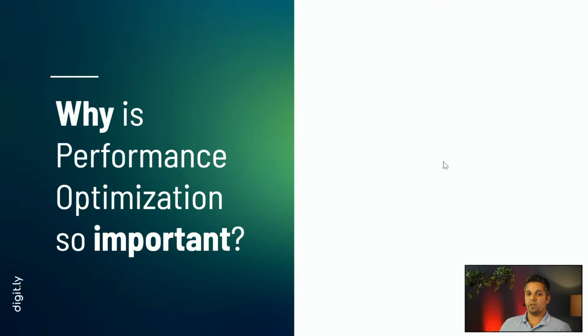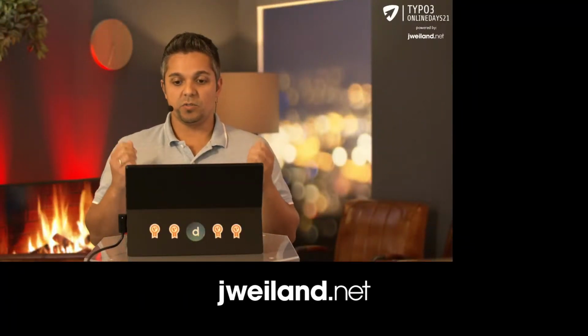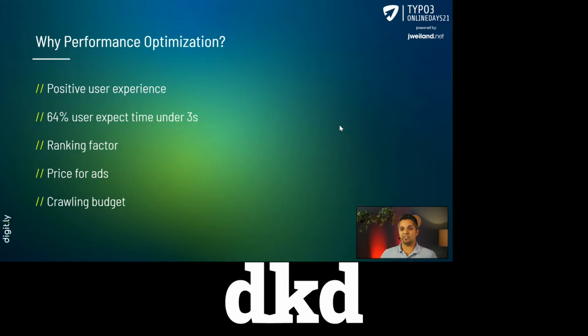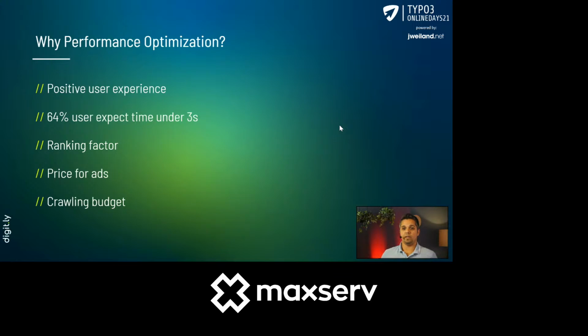First question is, why is performance optimization so important? Short answer, web performance is user experience. It is the first thing your user will recognize. Of course, there's even more, but all points relate to user experience. For example, Pinterest decreased its loading time by 40% and increased the traffic and the conversion by 15%. 64% of the users expect a load time under 3 seconds. Everybody hates slow pages.